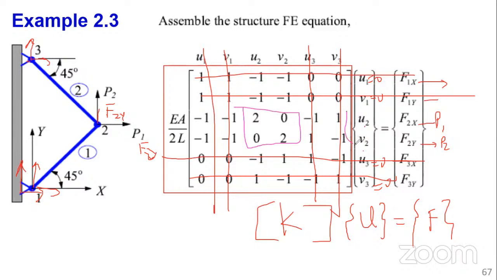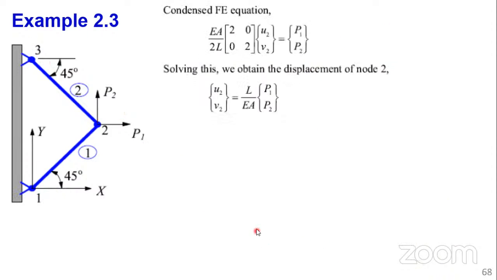This, and this. Okay, and this is now very simplified. You have invoked the boundary condition, so you can go ahead and solve. This is our simplified equation, condensed equation, EA over 2L times the 2 by 2 matrix times U2, and now this is a very simple simultaneous equation solving to get what is U2. U2 is equal to P1L over EA, V2 is equal to P2L over EA.